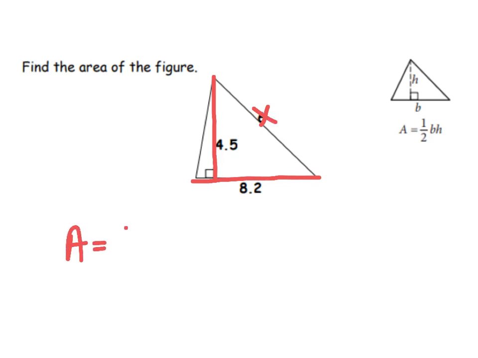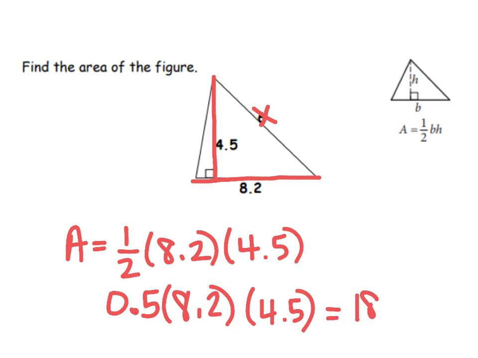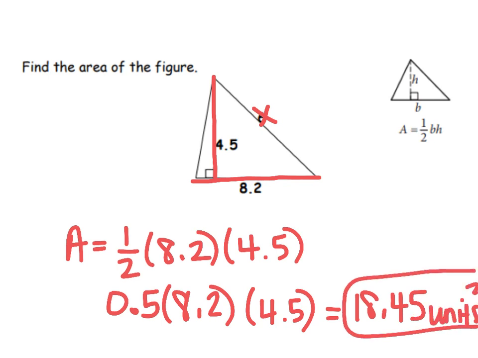So 1/2 or 0.5, a lot of people in the calculator especially use 0.5 instead of 1/2. The base would be 8.2. Again, you can use 0.5 instead of 1/2. And the height would be 4.5. Either of these, whichever one's easier to type in the calculator is fine, but 0.5, which is a half, times 8.2 times 4.5 is your area, which is 18.45 inches squared, centimeters squared, miles squared, whatever. So I'm going to put units squared, whatever unit it is.